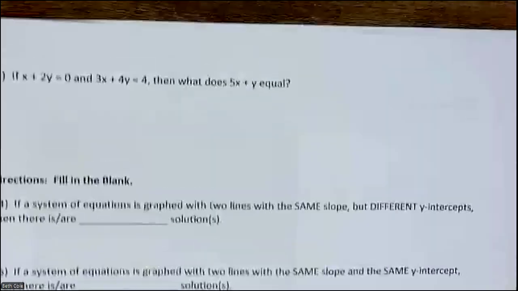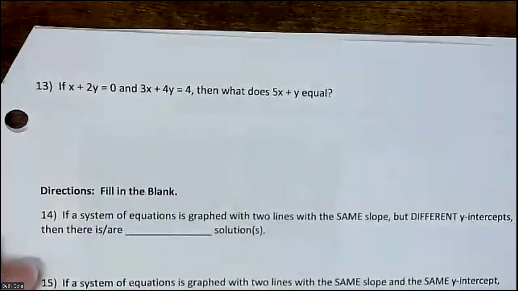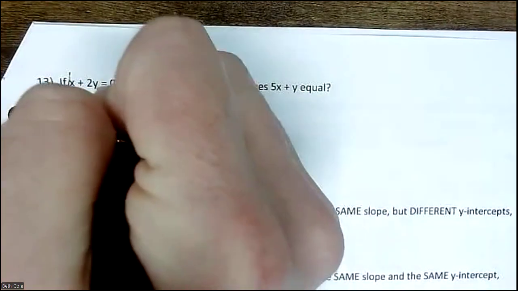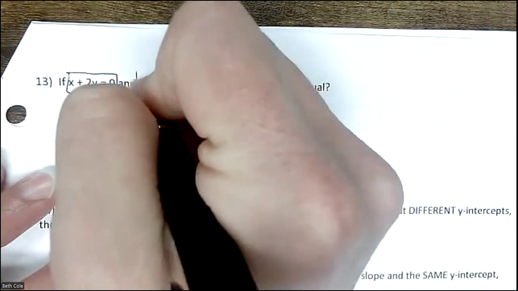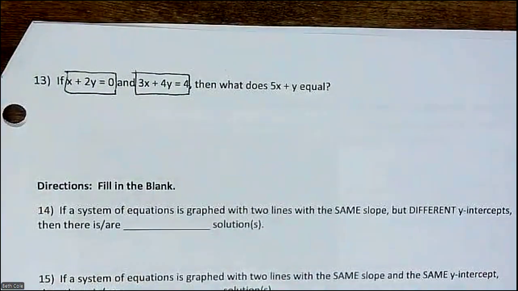All right, so flip over. We're on 13. So this says X plus 2Y equals 0. Are you here with me? We're together. X plus 2Y equals 0, and 3X plus 4Y equals 4. What do you think I'm going to do with those? I type it in the calculator, all right?